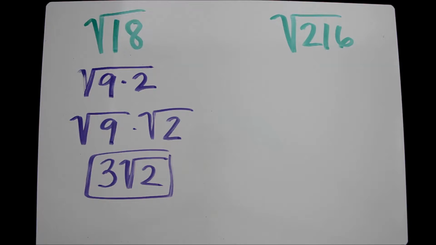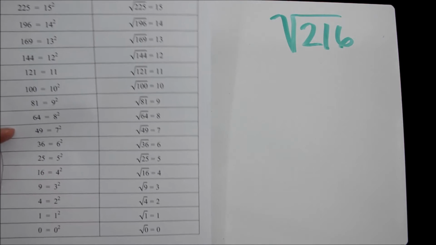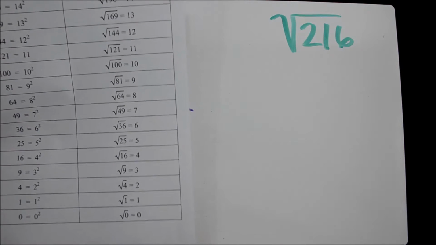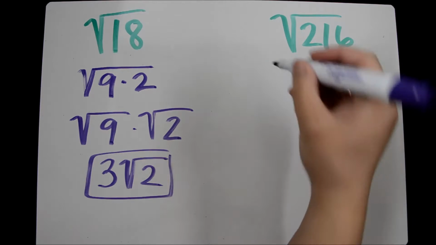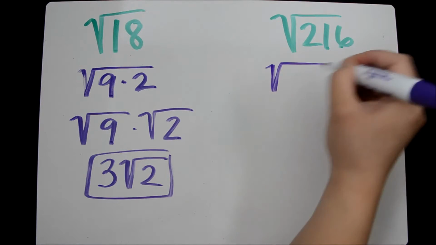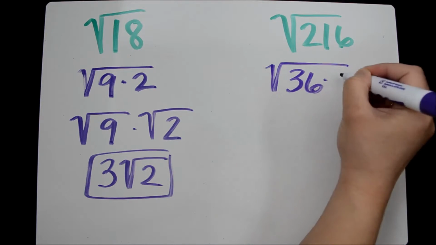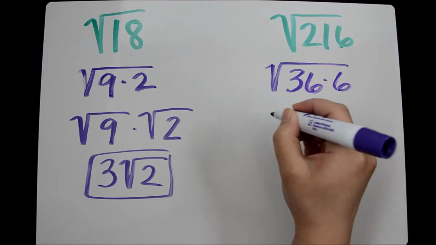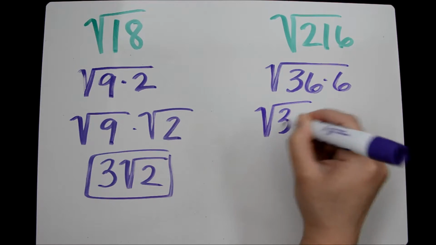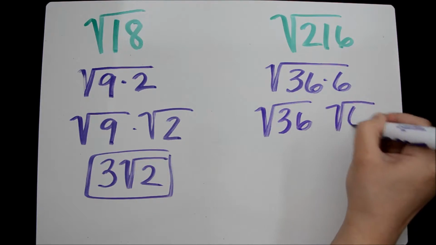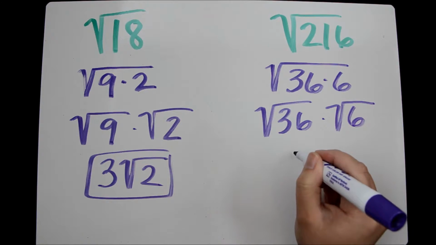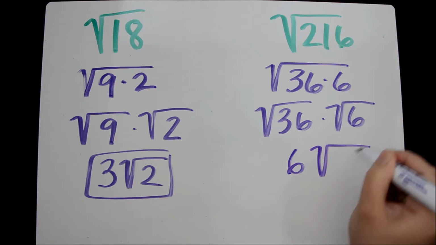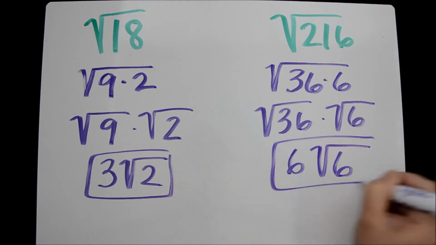Let's go ahead and try the same method with 216. So I look at my list of perfect squares and I know that 36 divides evenly into 216. And so I could rewrite this as 36 times 6, and I could break this apart even further, the square root of 36 times the square root of 6, and I know that the square root of 36 is actually 6. So we could rewrite this as 6 times the square root of 6.